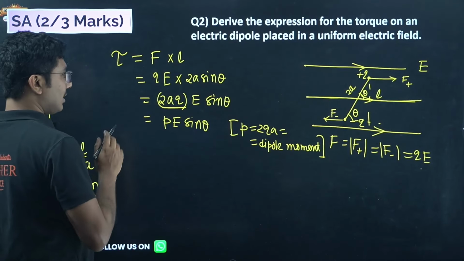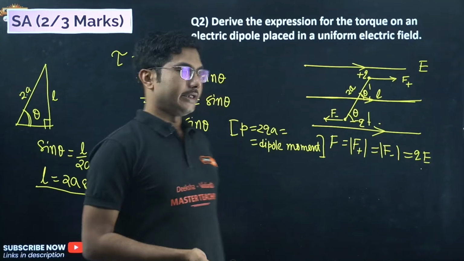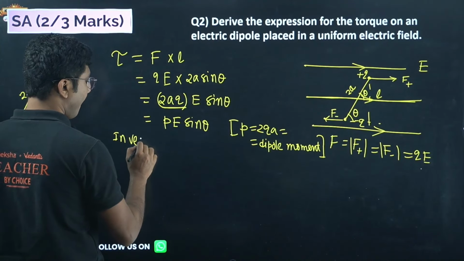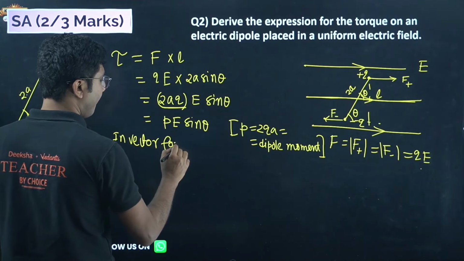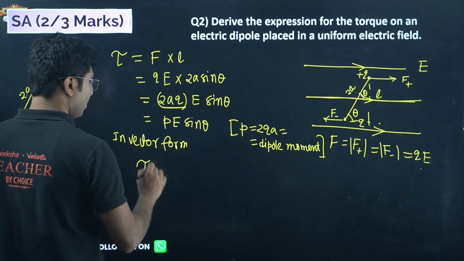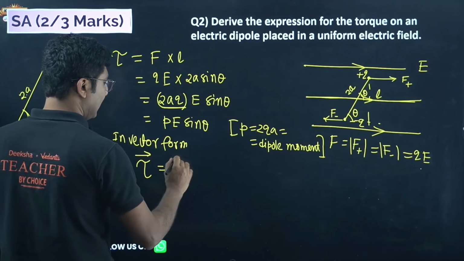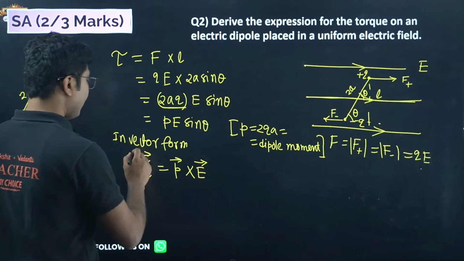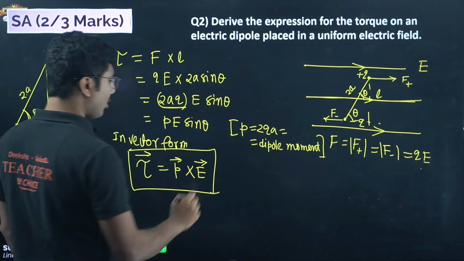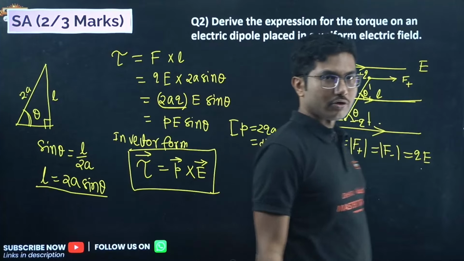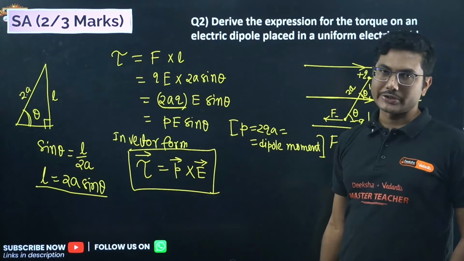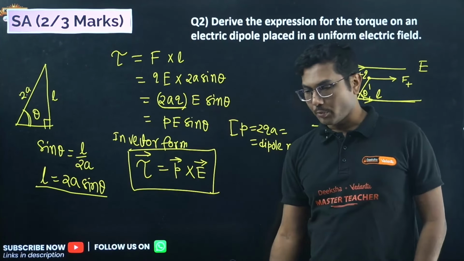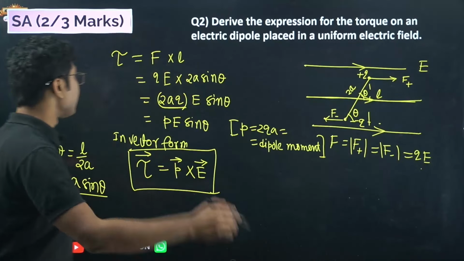Now, torque is a vector quantity, right? So you cannot leave it in scalar form. In vector form, torque is given by p cross E. What happened to the sine theta? Sine theta is a byproduct of the cross product. If you remove the cross sign and express the same quantity in scalar form, then sine theta comes automatically. So this is the simplest derivation of this.